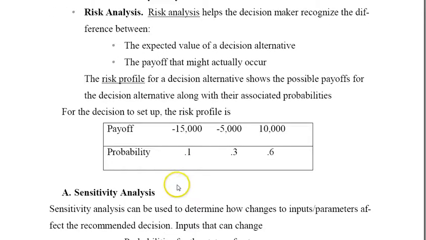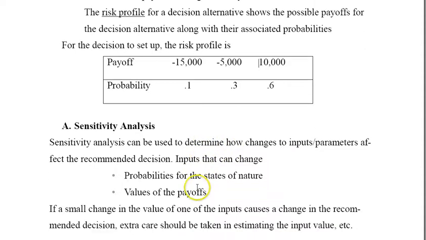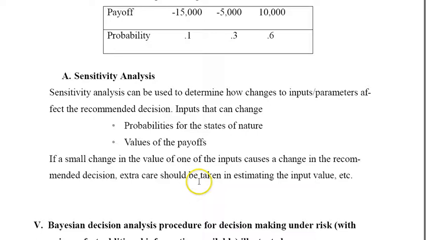Sensitivity analysis is sometimes a small change in the payoff or the probability will probably make us switch from one decision to the other. So the best decision is sensitive to the values of the payoff or the probabilities, and sometimes we would like to analyze that. So the input can be probabilities of the states of nature or the values of the payoffs, and if a small change in one of these inputs causes a change in the decision, we can analyze it.